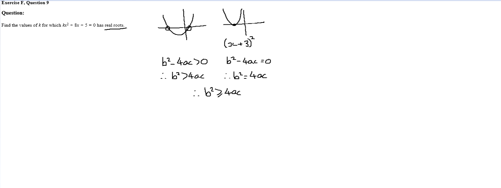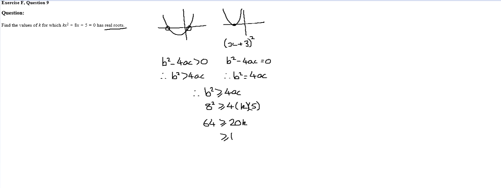Okay, so all we have left to do now is just start putting some things in and see what happens. So b is the coefficient of x, so that's 8 squared is more than 4 lots of a, which is k, and c is 5. So we'll tidy this up. So we have 64 is greater than or equal to 20k.